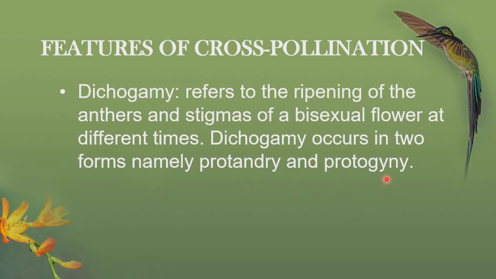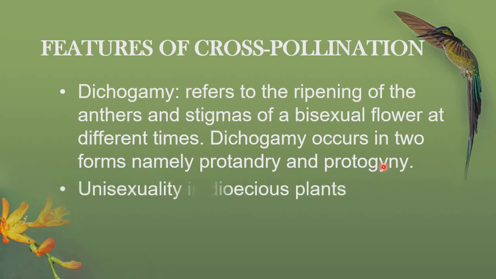While in protogyny, the stigmas of a flower mature earlier than its anthers. In palm trees and figs, this protogyny occurs. The stigmas mature earlier than the anthers. The second feature here is unisexuality in dioecious plants. In dioecious plants like pawpaw, only cross-pollination can occur because the male and female are borne on separate plants. That's when we say unisexuality in dioecious plants.